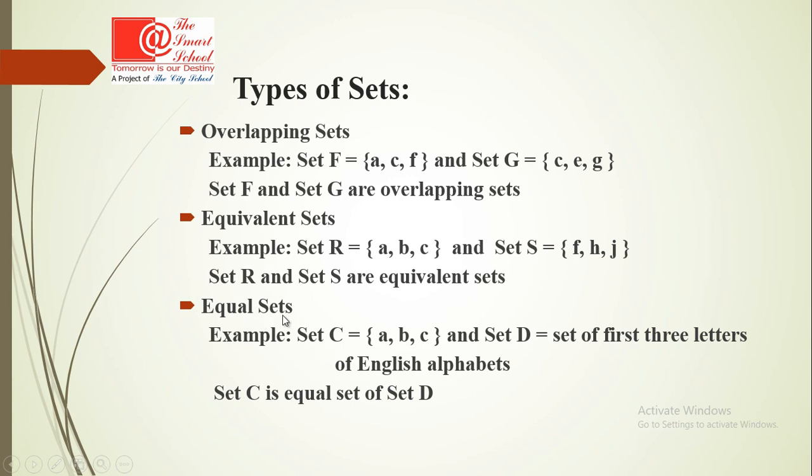Now, equal sets. As the word tells, these are exactly equal. For example, set C has elements A, B and C, and set D has the set of first 3 letters of English alphabet. Obviously, first 3 letters are A, B, C. It means it is written in a different way, but elements are the same. So, these are equal sets. Set C is equal to set D.